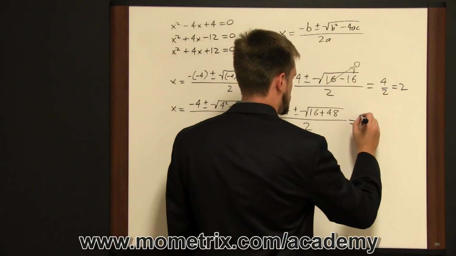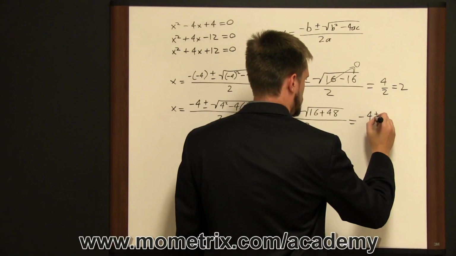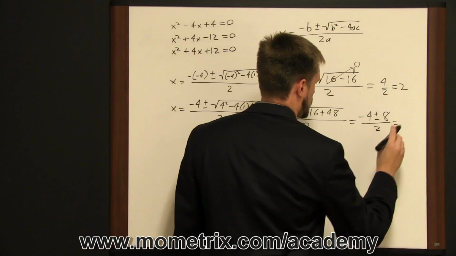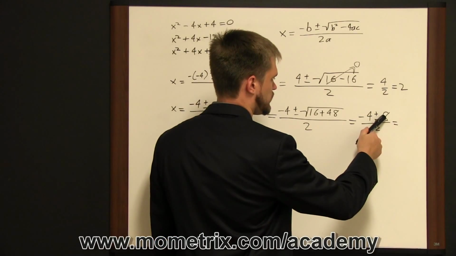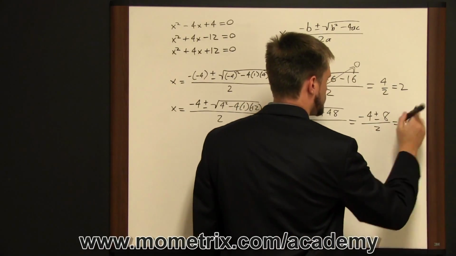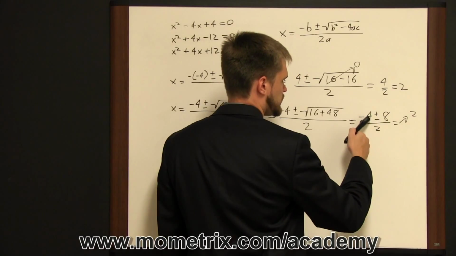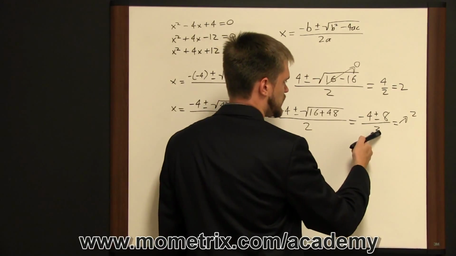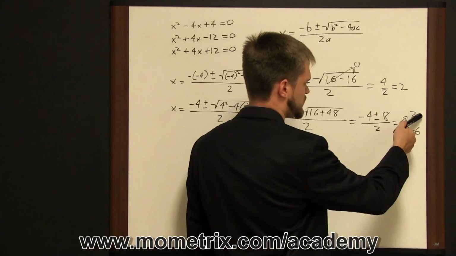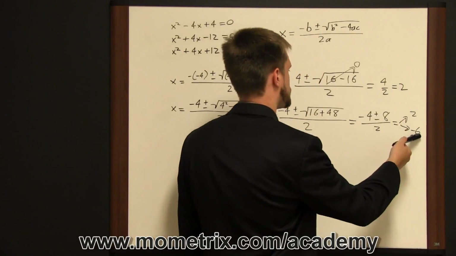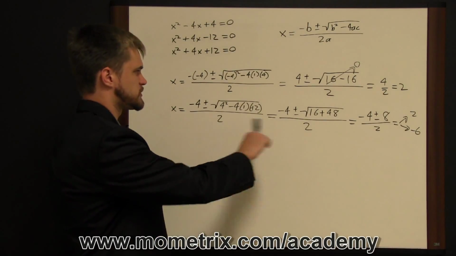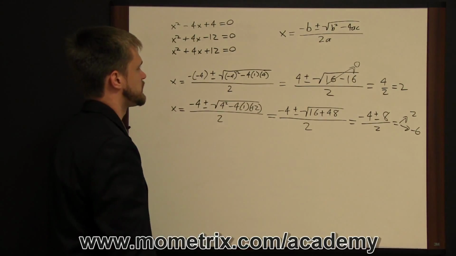And so this gives us negative 4 plus or minus 8 divided by 2. Negative 4 plus 8 is 4, divided by 2 is 2. So if this is a plus, our solution is 2. Negative 4 minus 8 is negative 12, divided by 2 is negative 6. And so here we have two solutions, x equals 2 and x equals negative 6. This is the most common type of solution you'll have with quadratic formulas.